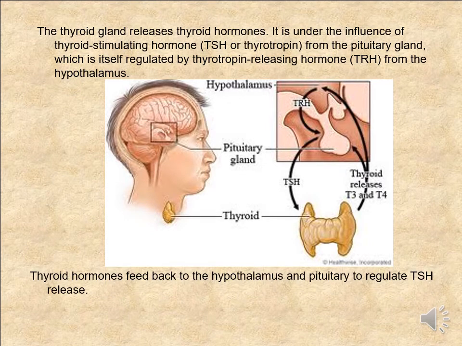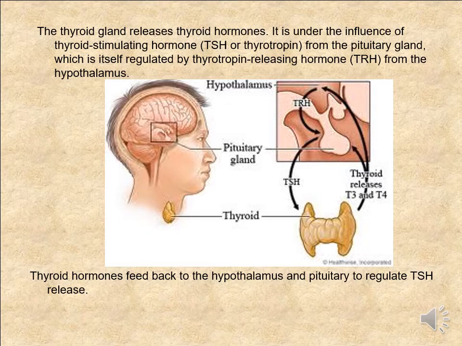How is thyroid secretion controlled? The thyroid gland releases thyroid hormone under the influence of thyroid stimulating hormone, TSH, or thyrotropin, from the pituitary gland, which is self-regulated by thyrotropin releasing hormone, TRH, from the hypothalamus.